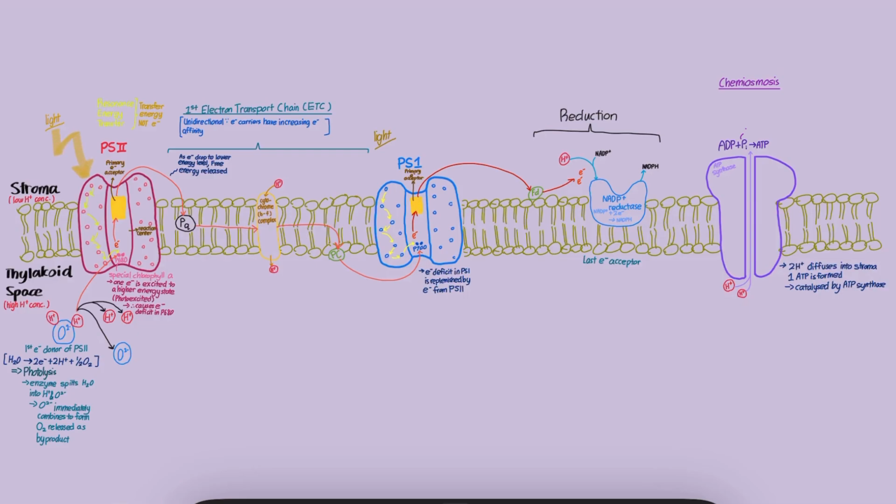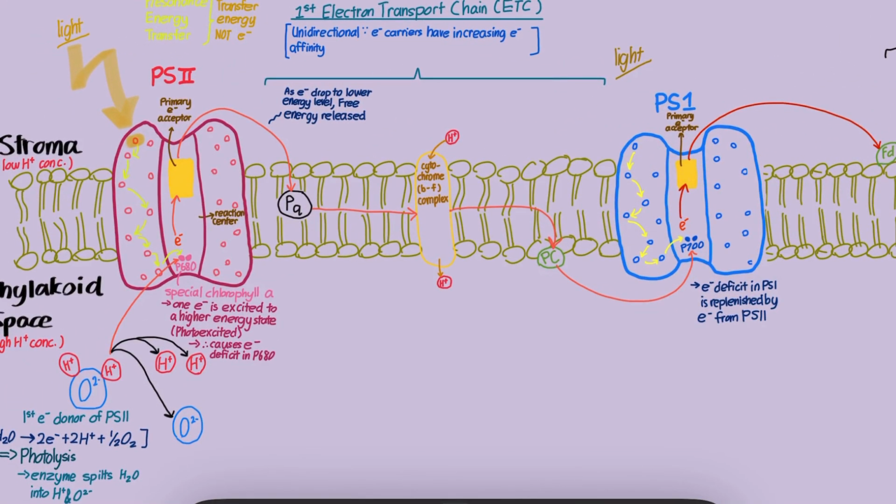When a photon of light strikes a pigment molecule in the light harvesting complex on the thylakoid membrane, which is in the chloroplast, the energy is transferred to other pigment molecules via resonance energy transfer until it reaches one of the two special chlorophyll A's in the reaction center of photosystem 2, called P680. It is important to note that only energy is transferred and not the electron itself.